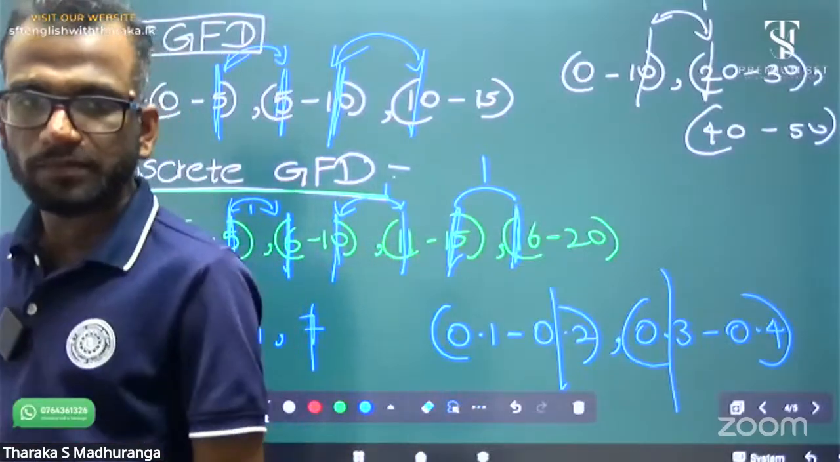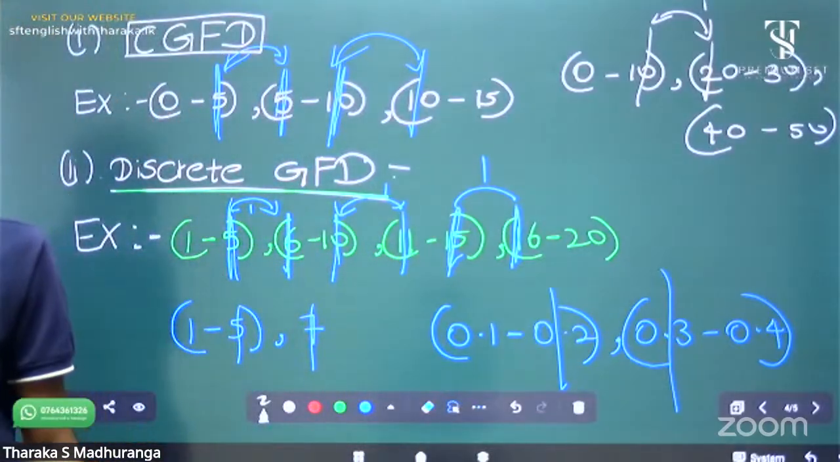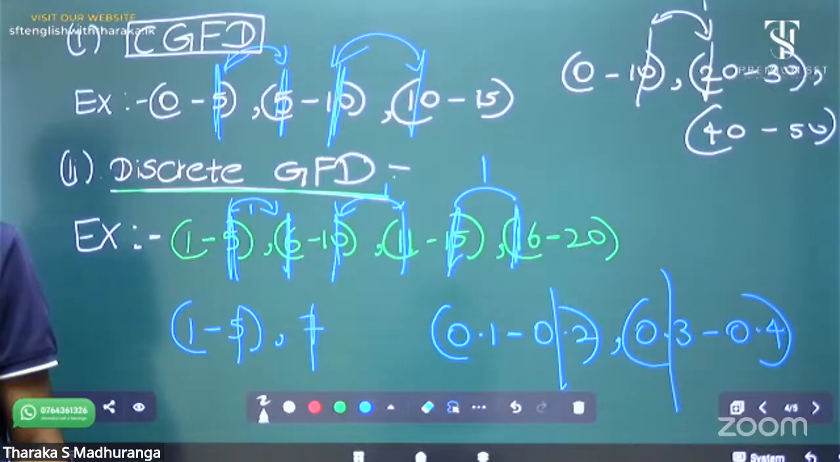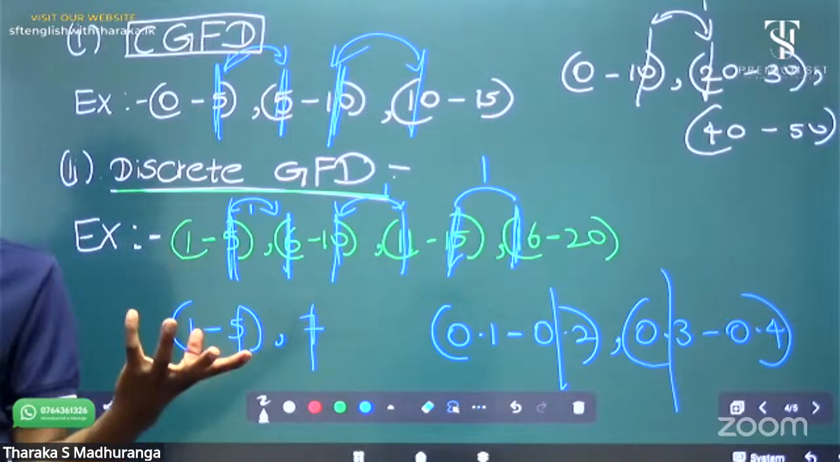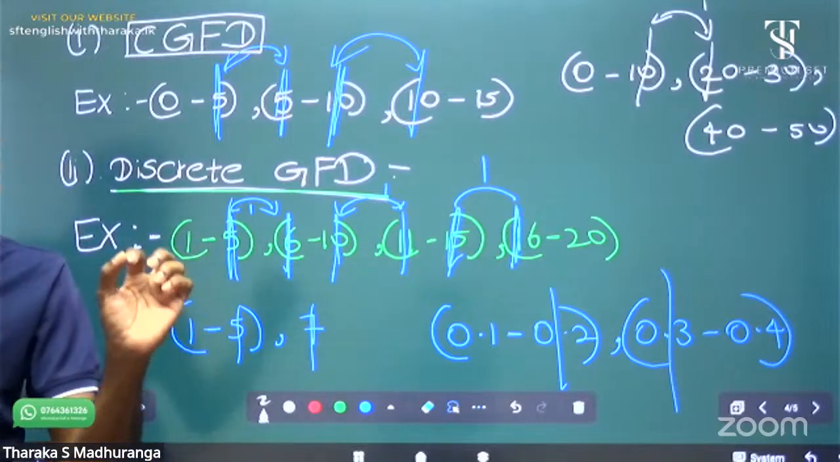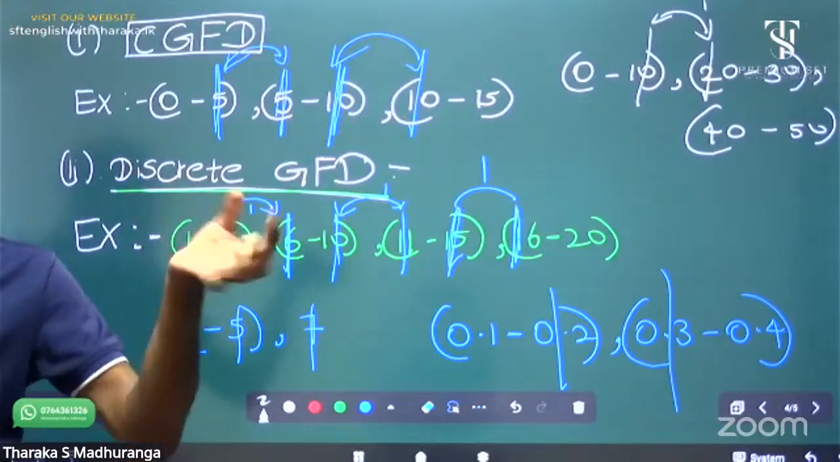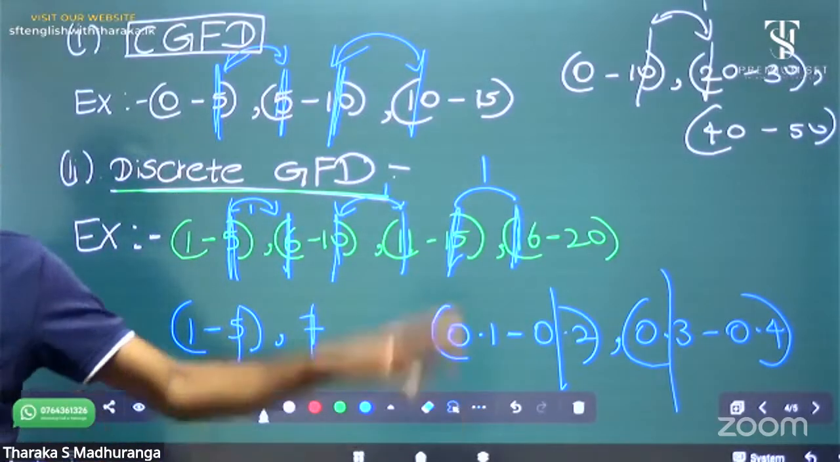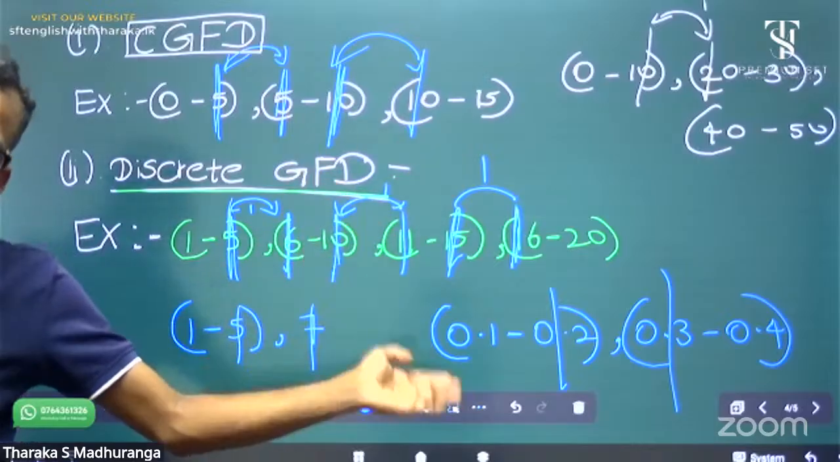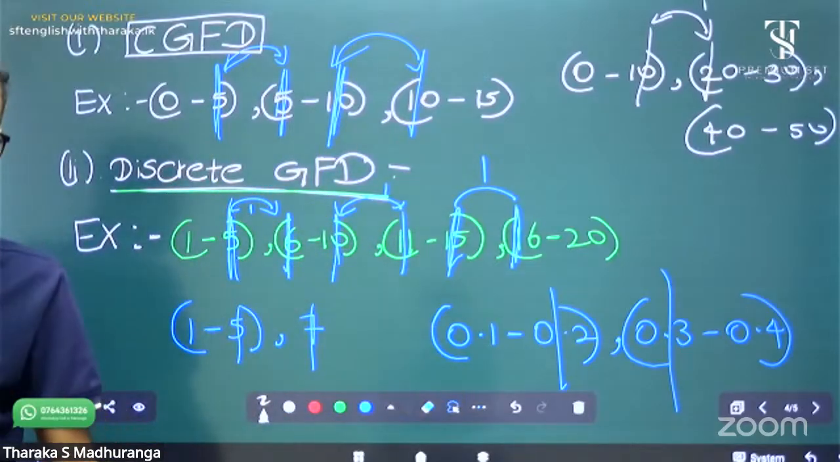The gap can be any value. Continuous, what is the meaning? They don't have a gap. That means the gap between two groups is 0. But discrete means it has more than 0 gap. That's the difference. Very good question.